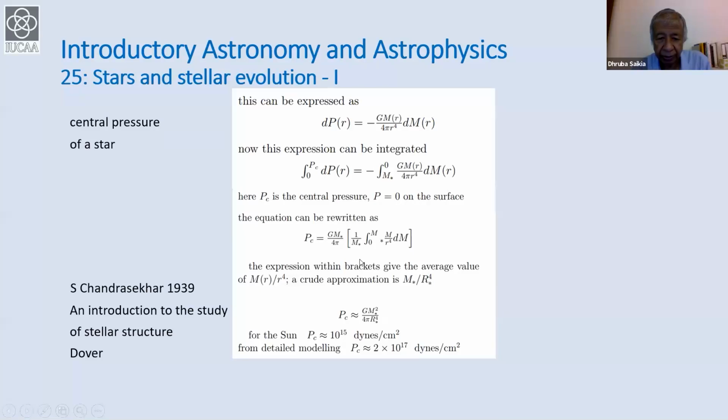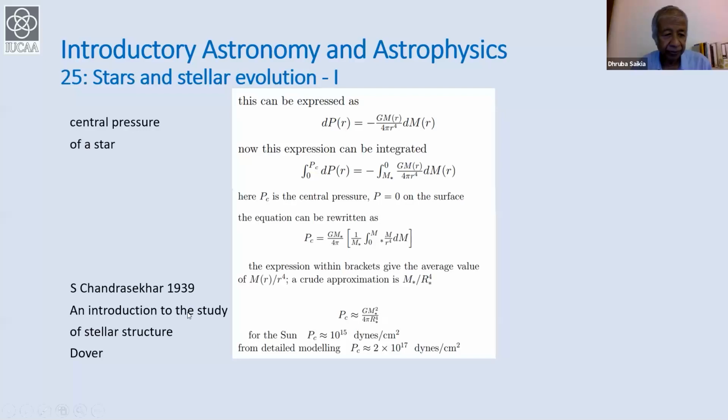So I can crudely express this as M star upon R star to the power of 4, which will give me an expression for the central pressure. If I do this very rough calculation, I get about 10 to the power of 15 dynes per centimeter squared. For detailed modeling of the stellar interior, you'll get about 2 times 10 to the power of 17 dynes per centimeter squared for the sun. So at least it gives me an idea of how high the pressure is in the central regions of the stars.